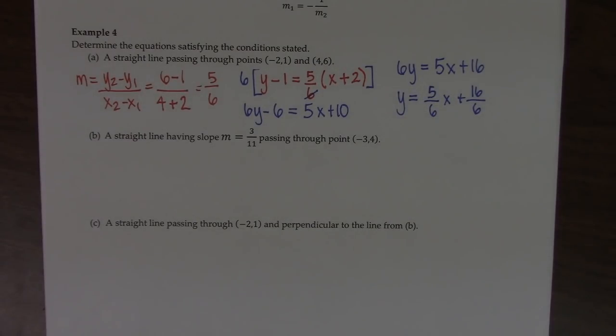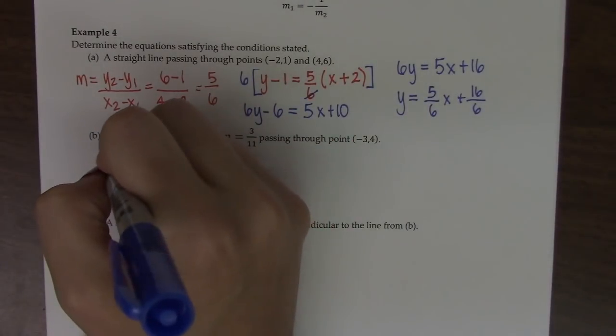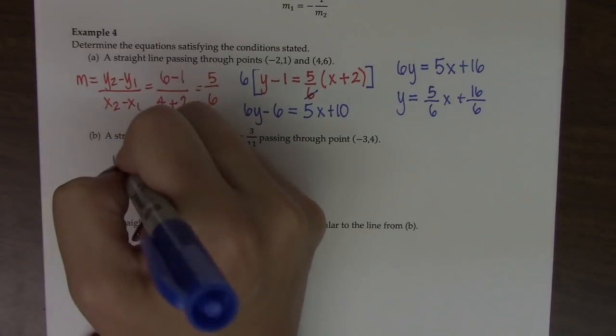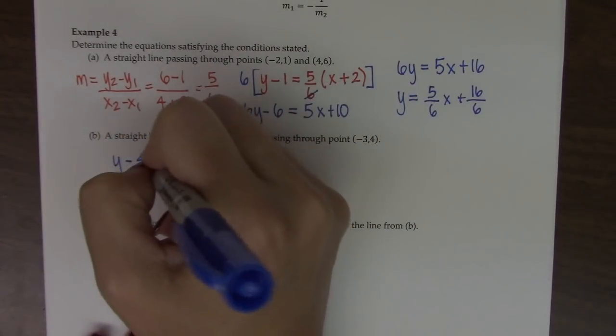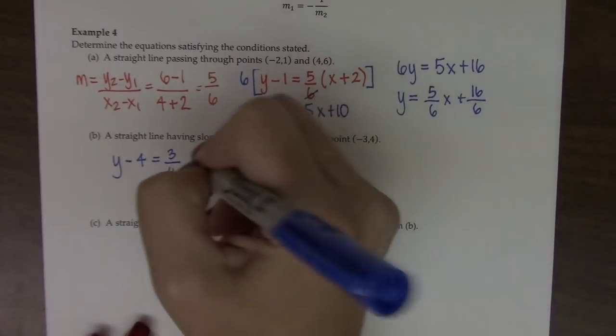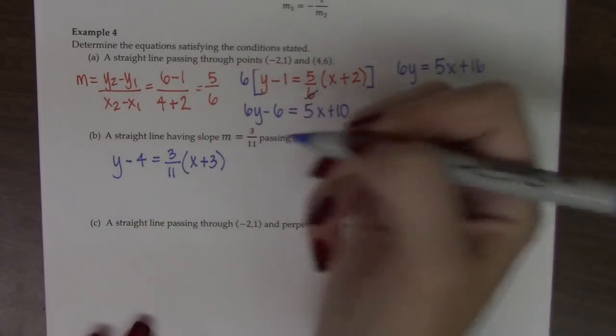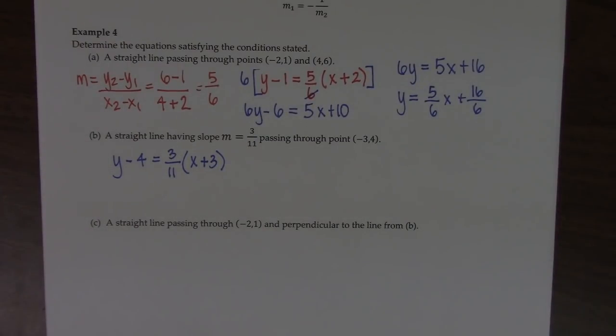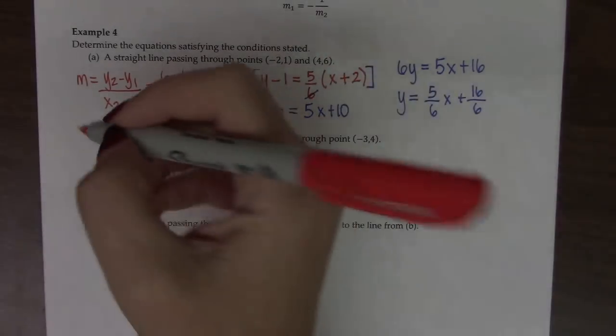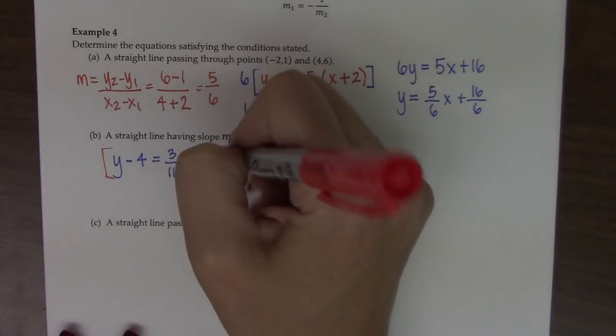Part B says a straight line having slope 3/11 and passing through point -3, 4. So we actually gave you the slope, so we don't need to calculate it. So now I can go straight to my point slope formula. So y minus 4 equals 3/11 times x minus 3. So once again, if we're allowed to stop here, we can stop. But if we want to get to slope-intercept form, then I would need to solve this for y.